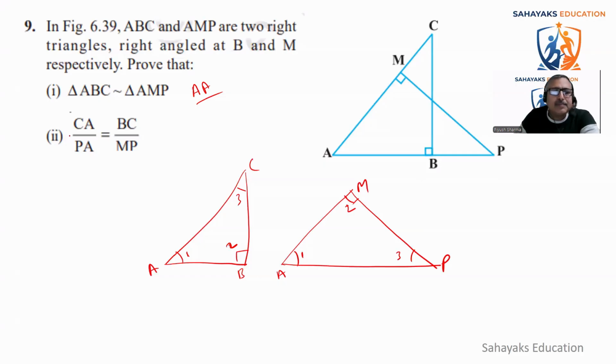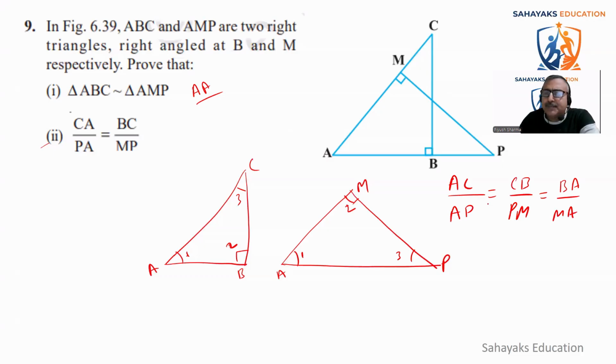Now coming to the second point. Second point is CA by PA is equal to BC by MP. So let's put down the ratios. If the triangles are similar, then we can say that AC, which is between 1 and 3, is AP. Then 3 and 2, so we'll take CB, PM is equal to 2, 1. So 2, 1 is BA, 2, 1 is MA.